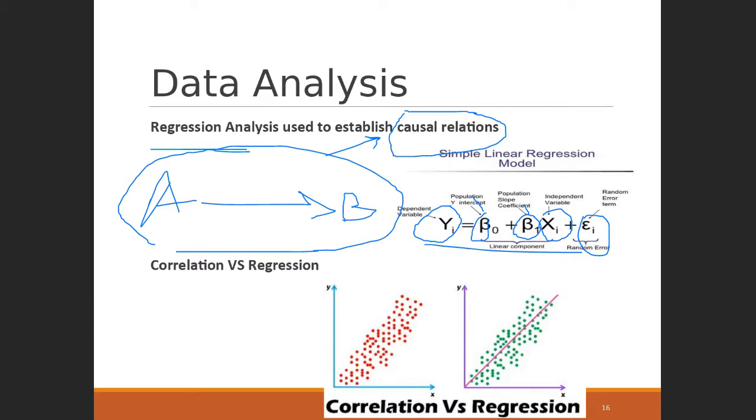And do not confuse regression with correlation. Both are entirely different. In correlation, correlation makes no distinction between independent variable and dependent variable, and it is only interested in finding out the association between the two variables. So the correlation coefficient indicates the extent to which two variables move together.